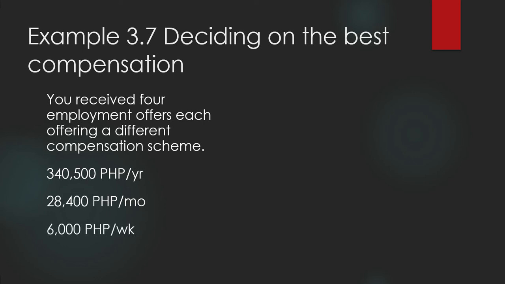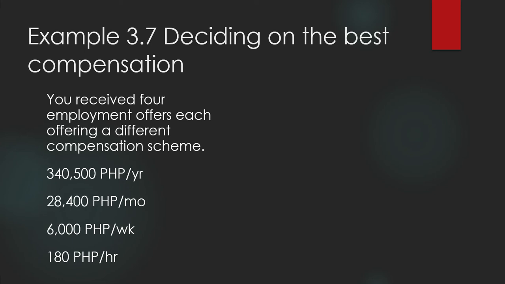The third company offers you this: if you will work for us, you will be paid 6,000 pesos per week. The fourth company offers you this: if you work for us, you will be paid 180 pesos per hour. So you must decide which is the best based on the amount of income that you will earn.